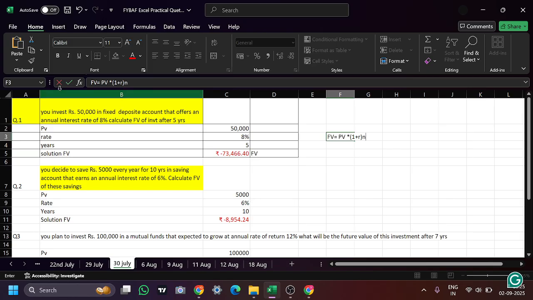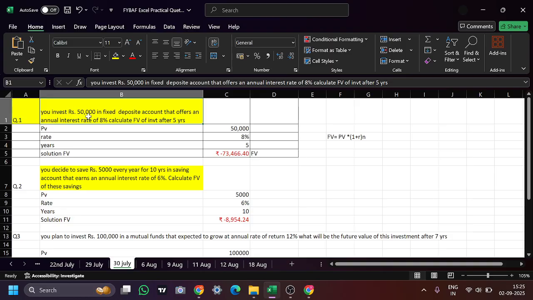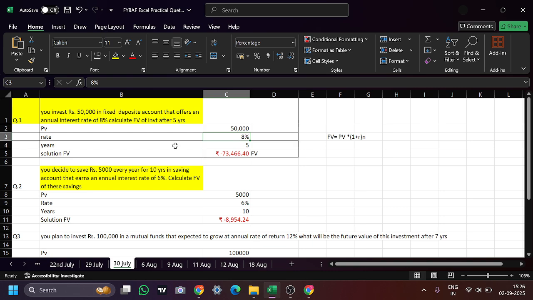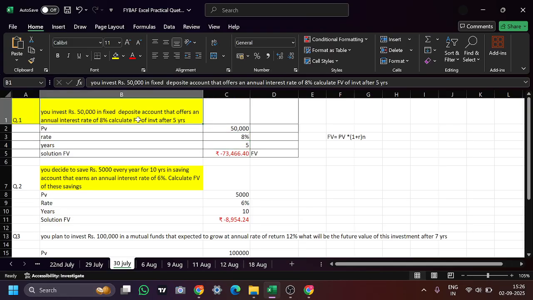Now the first question goes like this: you invest rupees 50,000 in a fixed deposit account that offers an annual rate of interest of 8%. Calculate the future value of the investment after 5 years. Now three things are mentioned: the initial investment, right? The present value of the investment is given as 50,000. The rate of interest is given as 8%, and the estimated period is given as 5 years. Now what are we supposed to calculate? We are supposed to calculate the future value.